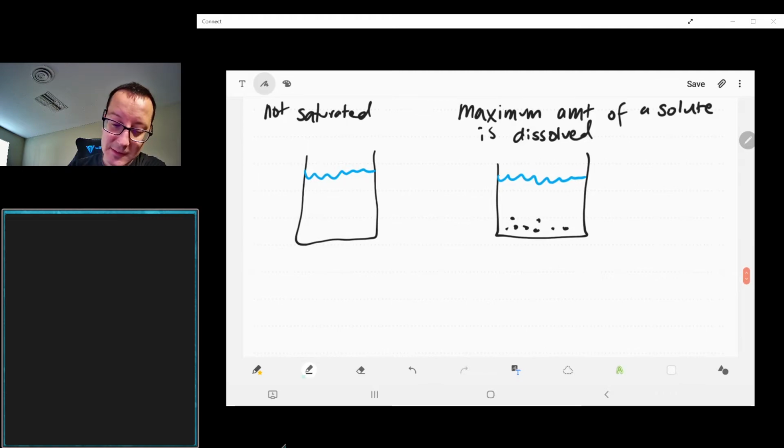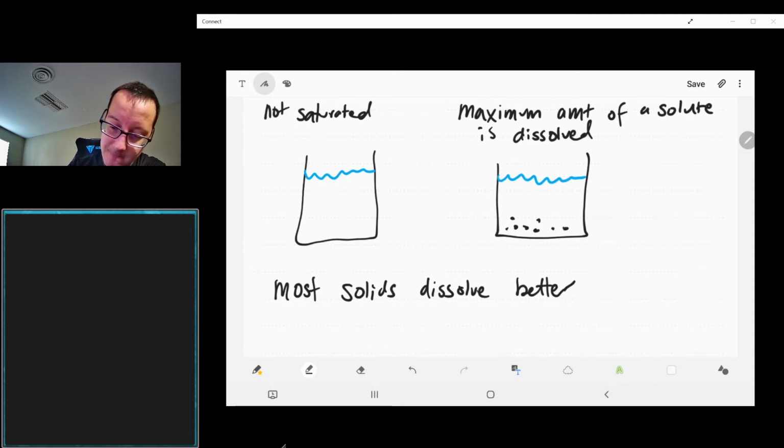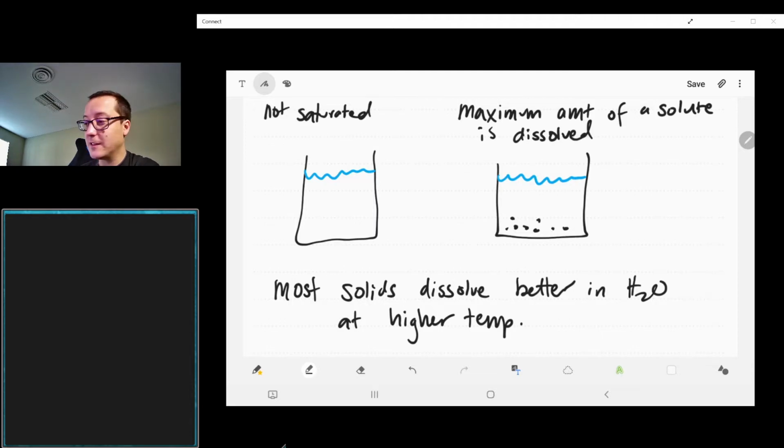Alrighty, we're going to see that most solids dissolve in water at higher temperatures. We have experienced this in real life. So, say you're a fan of sweet tea, you want to dissolve your sugar in your tea when it's hot.